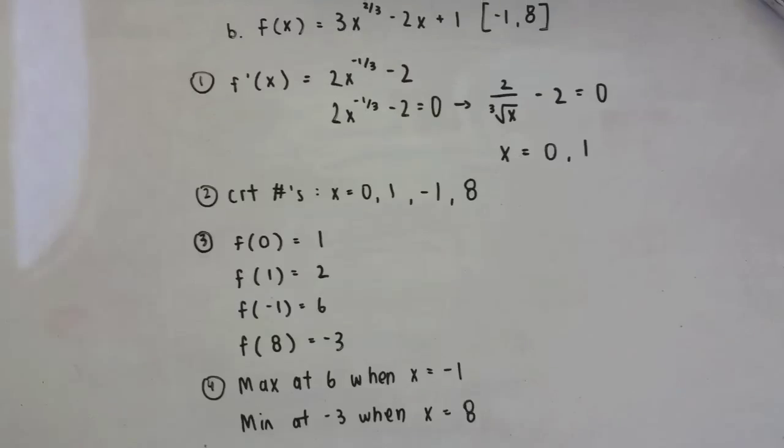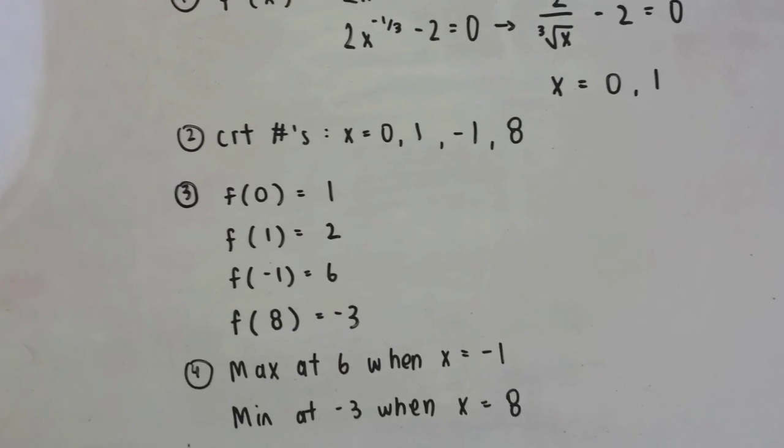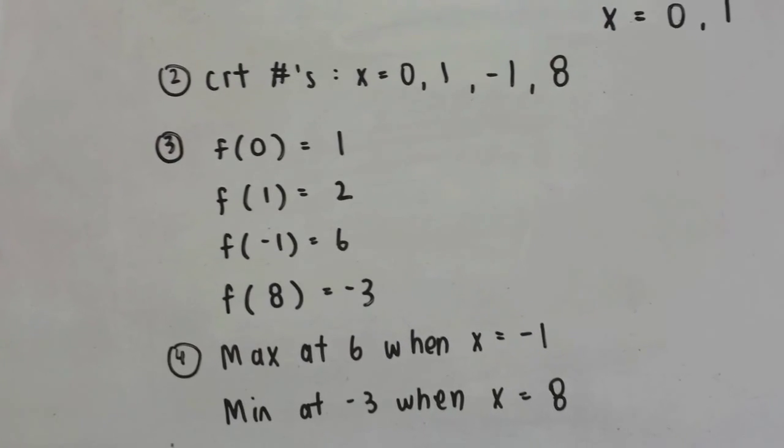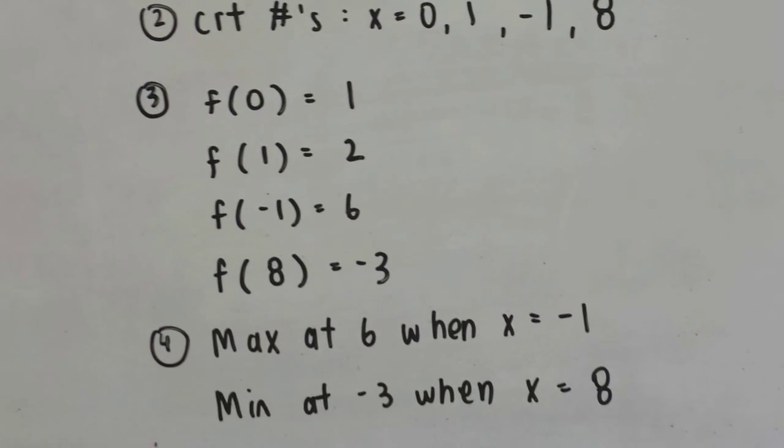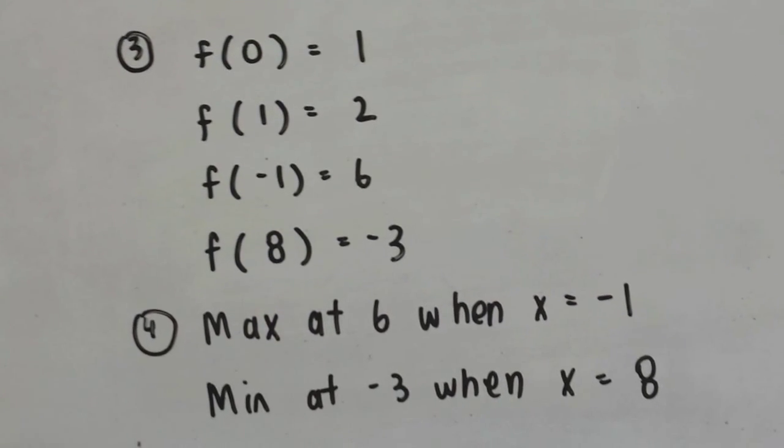Clearly, the greatest number is 6, while the smallest number is negative 3. Therefore, the maximum value is 6 at x equals negative 1 and the absolute minimum is negative 3 at x equals 8.